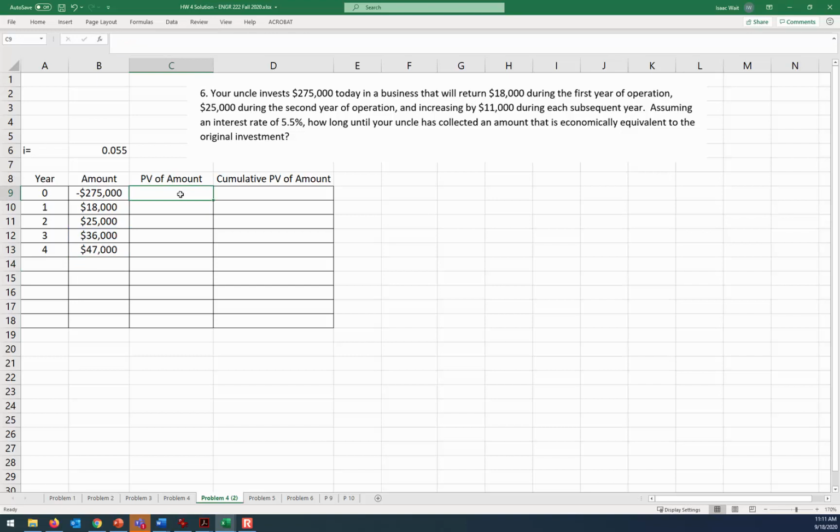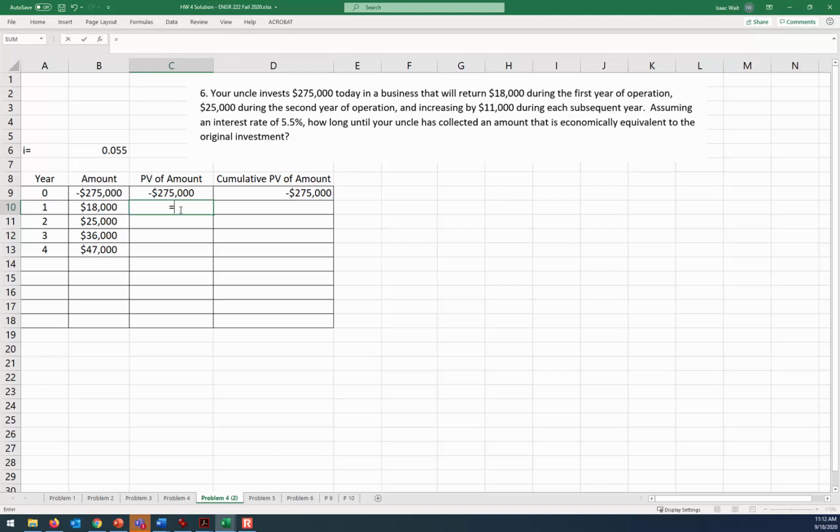So what we do is we find the PV of the amount, and you've seen this formula several times now. So PV of the interest rate, anchor the reference, the number of years, skipping over the payment field, and the minus of the amount in the future value cell area. So $275,000 in year 0 is already at the present, so the present value function didn't change anything with it. So the cumulative amount at that time is just the negative $275,000.